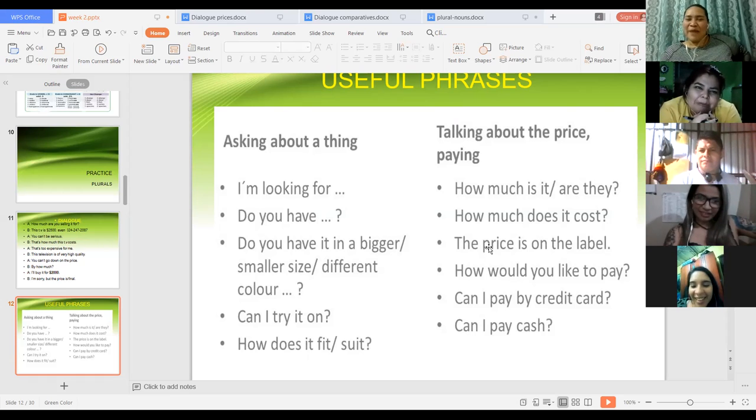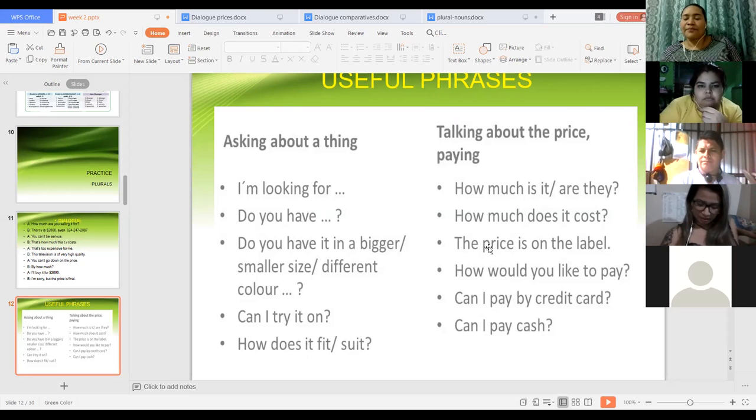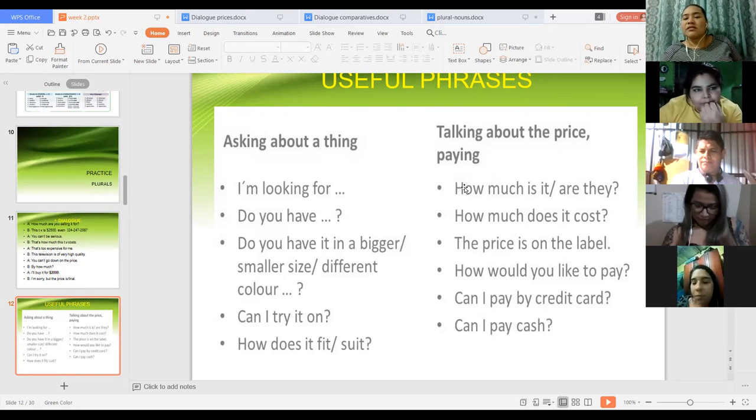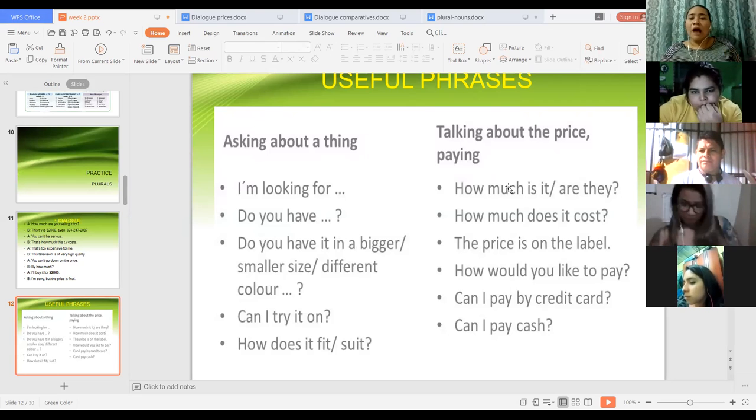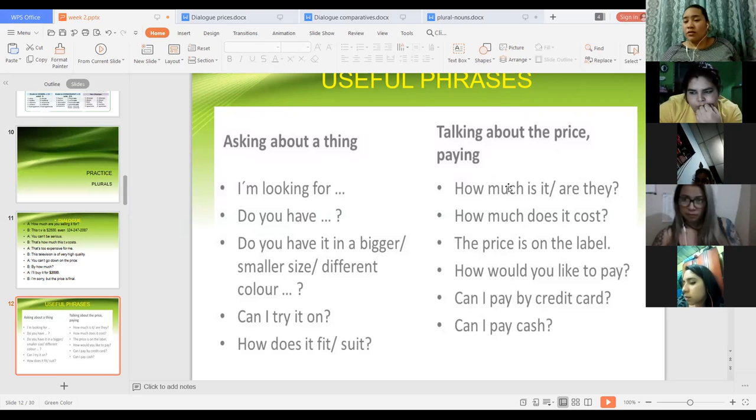Okay, so talking about price and payment, right? Para hablar acerca del precio y del pago. How much is it or how much are they, right? How much, you can use it either for singular or plural. En la cuestión de la pregunta how much, usted la puede utilizar para pregunta singular o plural. Entonces es how much is it, how much are they. Entonces, ¿cuánto cuesta o cuánto cuestan, verdad? Pants, shorts, and everything that comes on pairs like shoes, they are going to be always plural, ¿verdad? En el caso de lo que son los pantalones, los shorts, los zapatos, siempre van a ser plurales.